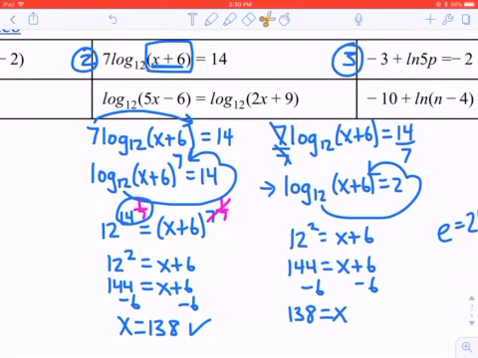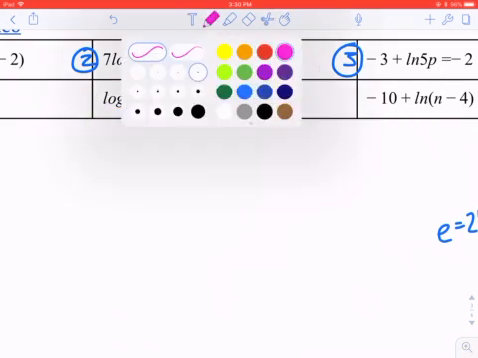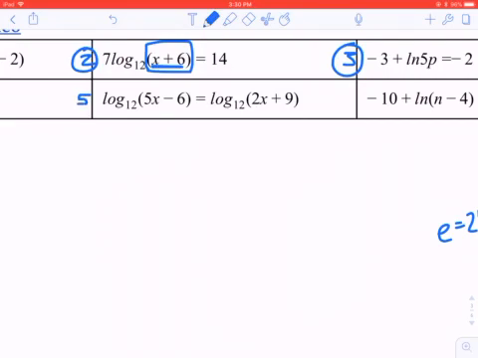Now let's look at example 5. Let me erase what I've written here. Give myself some space. Let's see. So example 5, we have log base 12 of 5x minus 6 equals log base 12 of 2x plus 9. So I'm going to cancel logs because they're on both sides. So I can cancel them and bring down 5x minus 6 equals 2x plus 9.